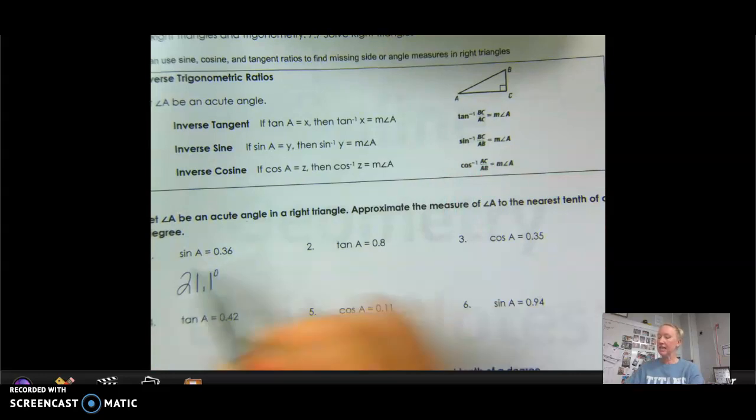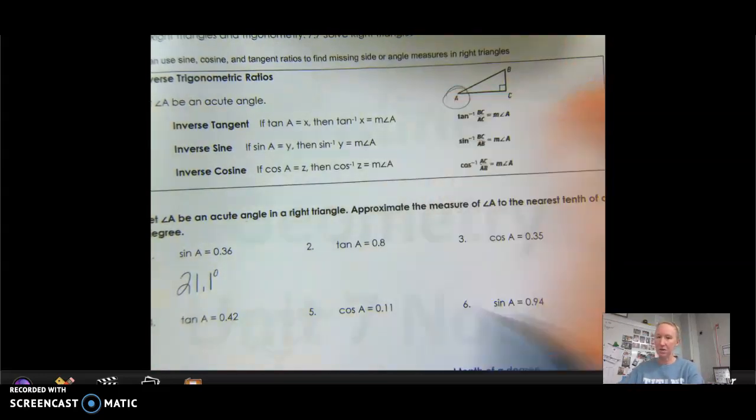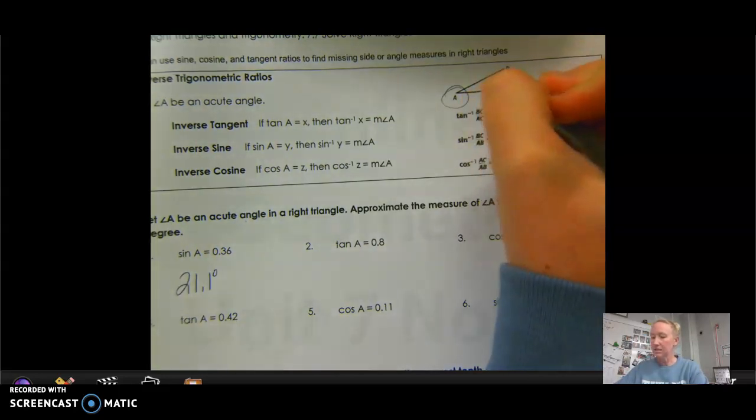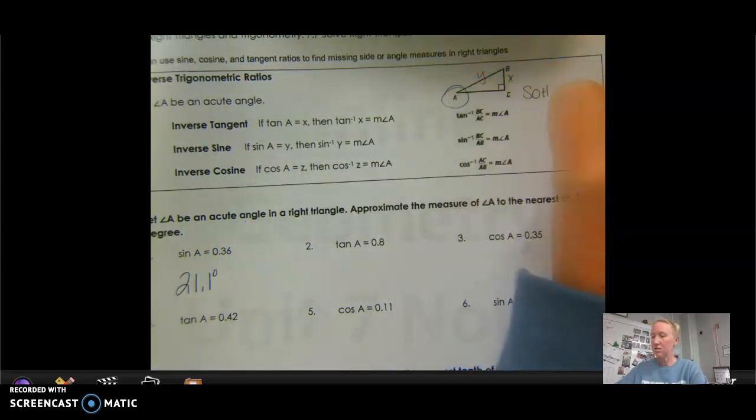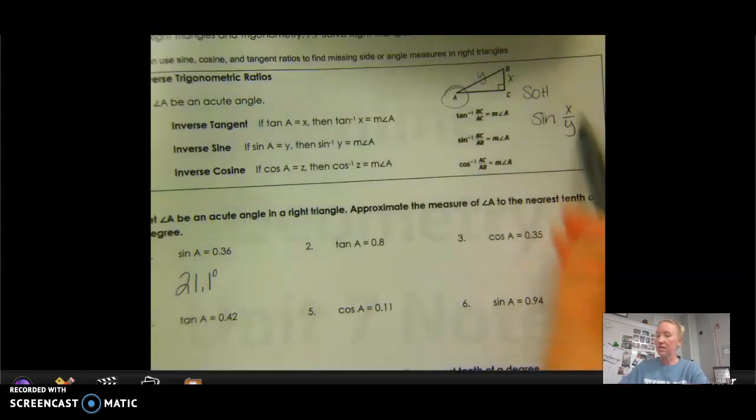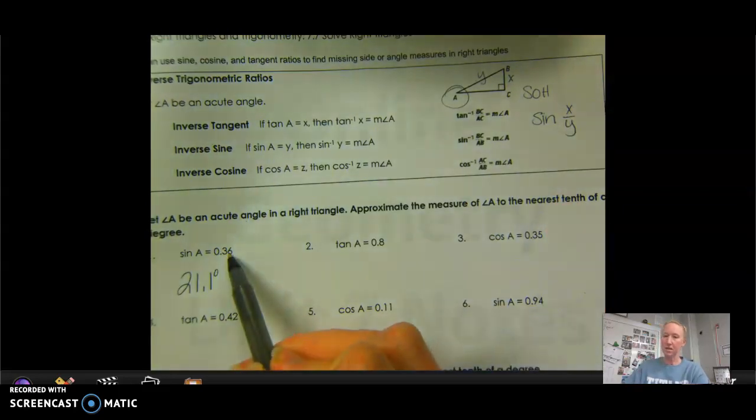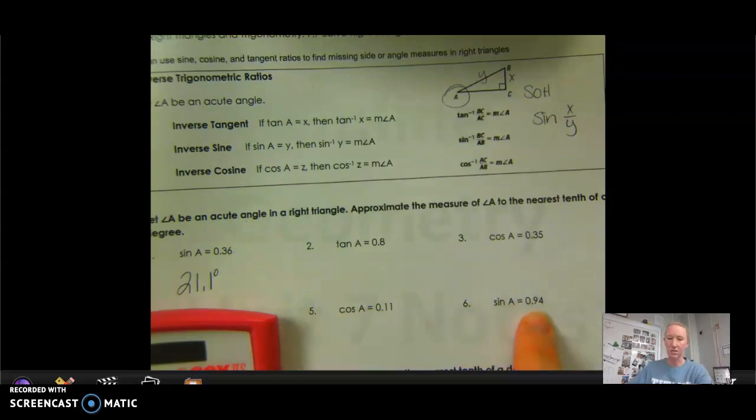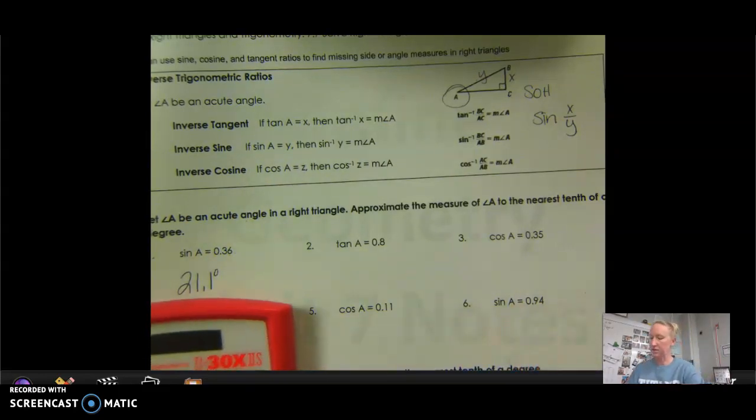So what they're saying is sine, remember, let's say sine of A up here. Sine is opposite over hypotenuse. So if I were finding the sine of that angle, it would be x over y, because x is this side, and y is that side. And so I've taken those side lengths and turned them into a ratio. So something over something reduces down to 0.36. And now I do the inverse of that sine to get my angle measure. So go ahead and try the inverse of the rest of these on your own. Pause me, unpause me when you're done to see if you did them correctly.